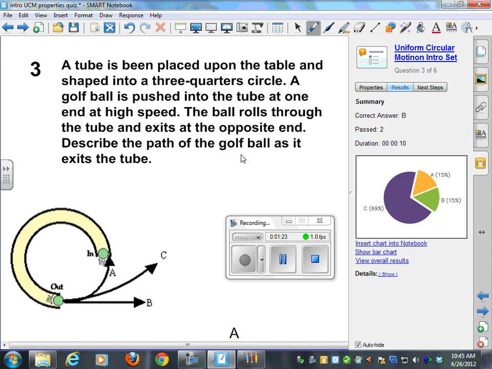A tube has been placed upon the table and shaped into a 3/4 circle. A golf ball is pushed into the tube at one end at high speed. The ball rolls through the tube and exits at the opposite end. Describe the path of the golf ball as it exits the tube. Does it go up A, back up where it began? Does it go sort of in between at C? Or does it go straight along the table at B? And my friends, the correct answer is B.